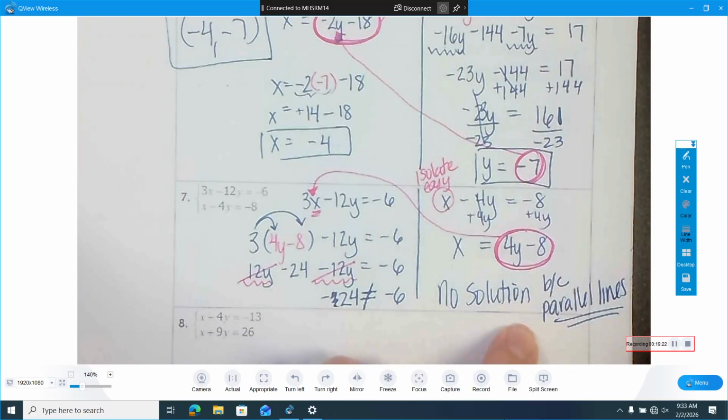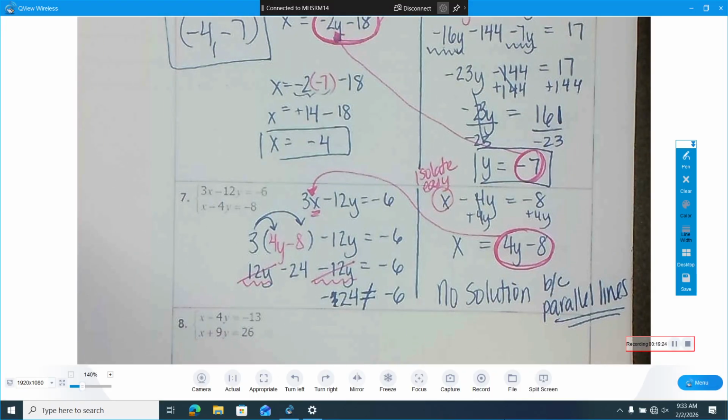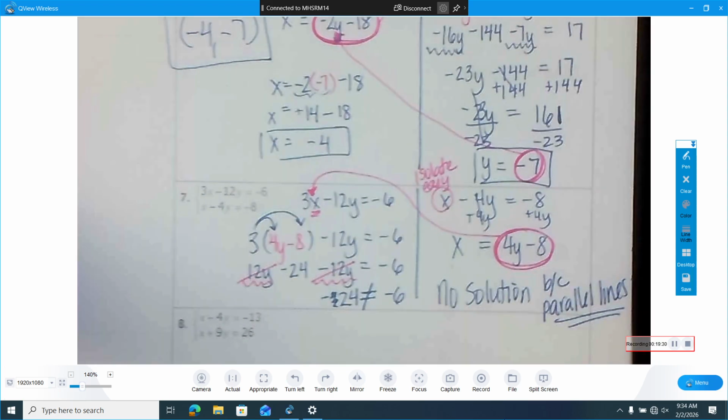All right, so again, that's a false statement. That's no solution because we must have parallel lines. They are never going to intersect. There's no solution, okay? Do you have questions for me?